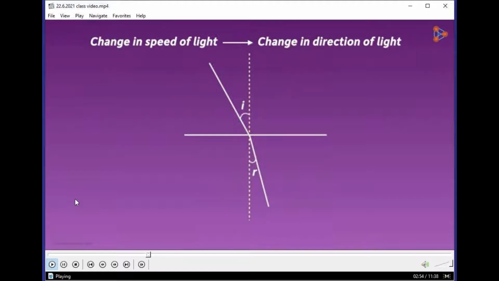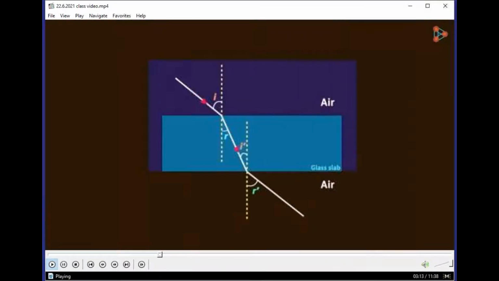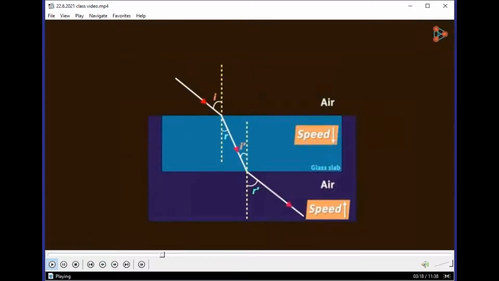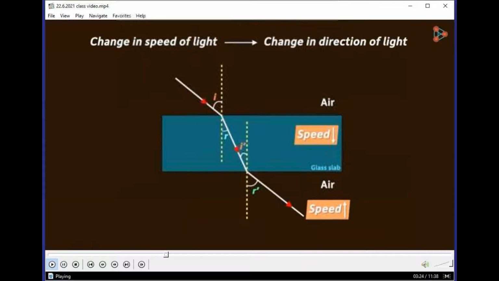When light enters another medium, there is a change in its speed. The speed may either increase or decrease depending on the medium. Note that when we say that the speed will increase, it does not mean that the speed will be greater than this value, which is the speed of light in vacuum. When the light is entering into the glass at an angle, it travels at a lesser speed than in air, and when it goes from glass to air, its speed increases. So it's because of this change in speed that the direction of light changes.